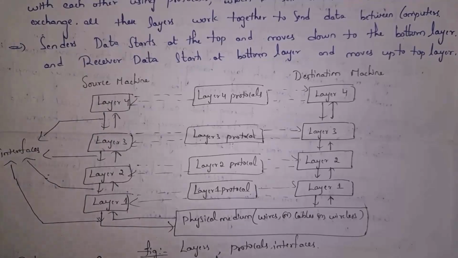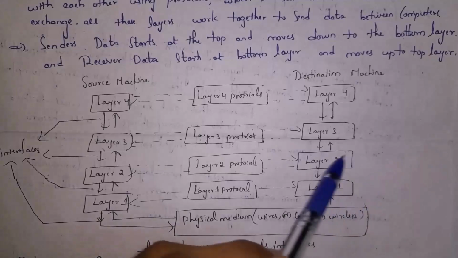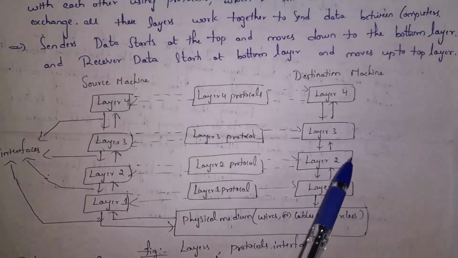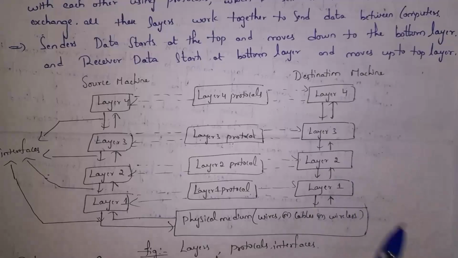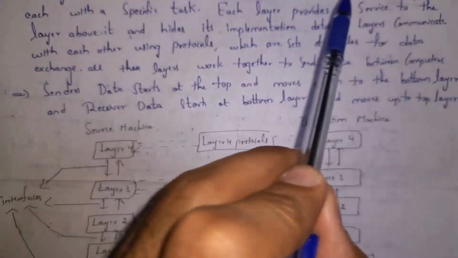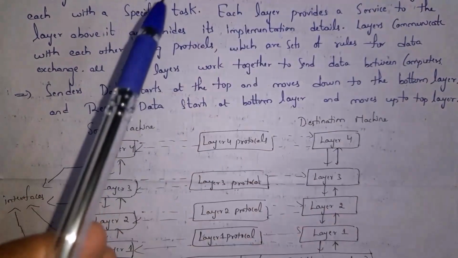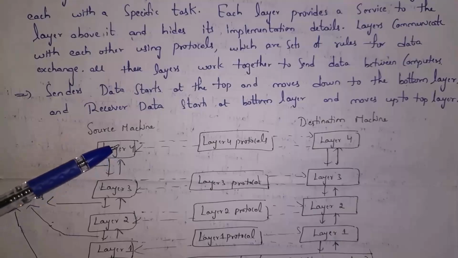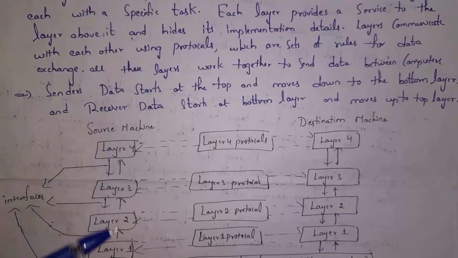And whenever one computer sends a message, either by wires or wireless, data is sent to the receiver. As for example, this layer is providing a service to this layer. Whatever work is done by layer 1 is useful to layer 2. But layer 2 doesn't know how layer 1 is implemented. So each layer provides a service to the above layer and hides implementation details. Thus, whenever one person sends data using a computer, that message is passed through various layers in the network.